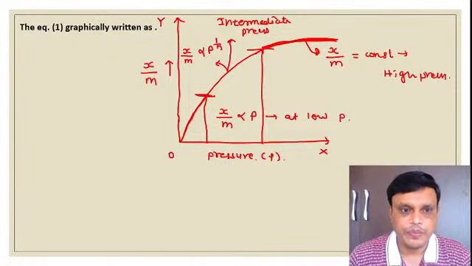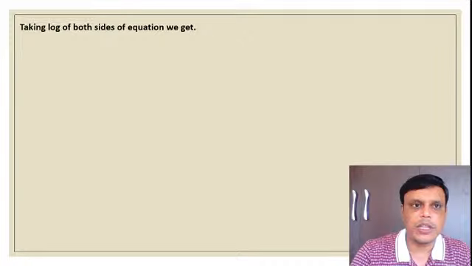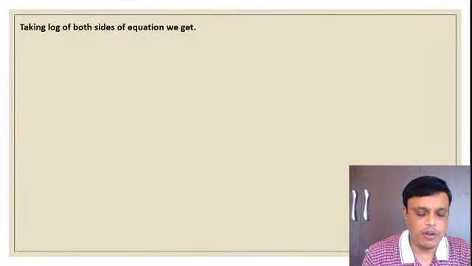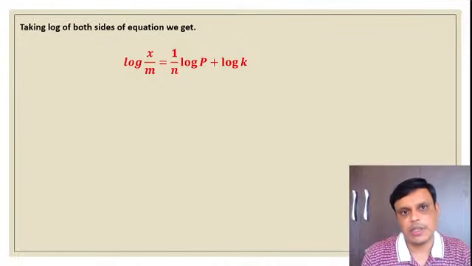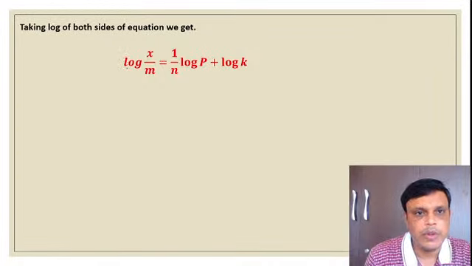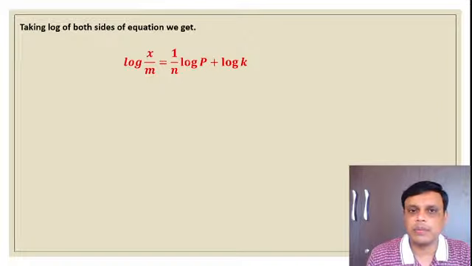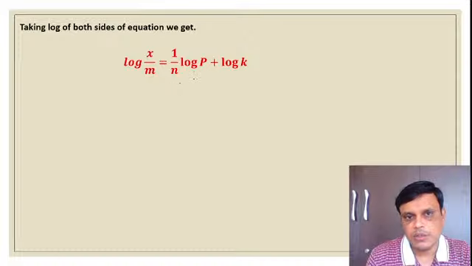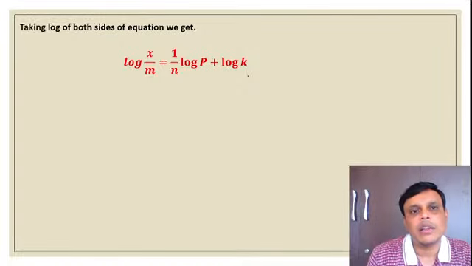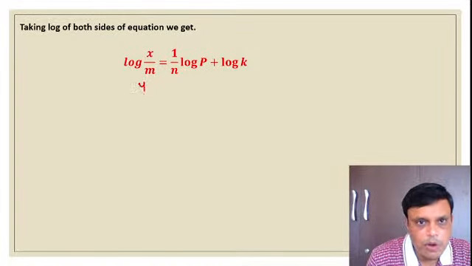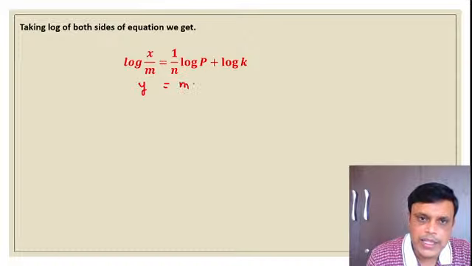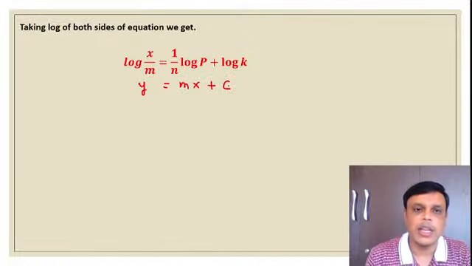And if you take the log of both sides of the equation, we will get this equation. Taking log of both sides, you come to log of x by m. Here this 1 by n is constant, so we will take that 1 by n term before the log. So log x by m equals 1 by n log p plus log k. And if you see this equation, it is in the form of y equals mx plus c.